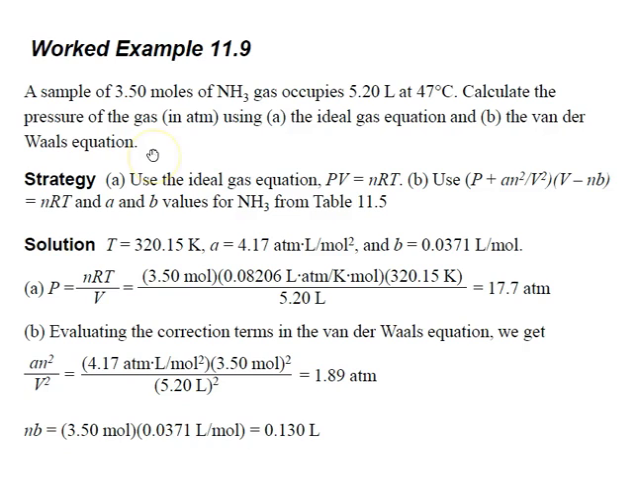Now, let's go through this, and really it's not too difficult, even though it looks a little intimidating. Again, you just plug in the values and multiply everything and subtract or add when we need to. So of course our strategy here is to use the ideal gas equation, PV equals nRT, and then to also use the van der Waals equation.